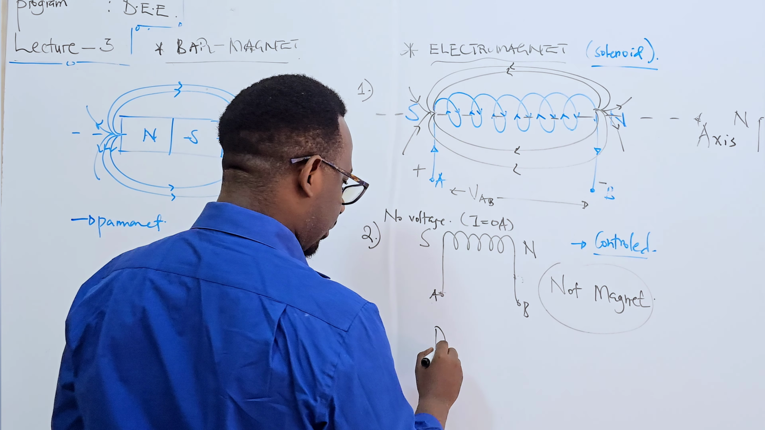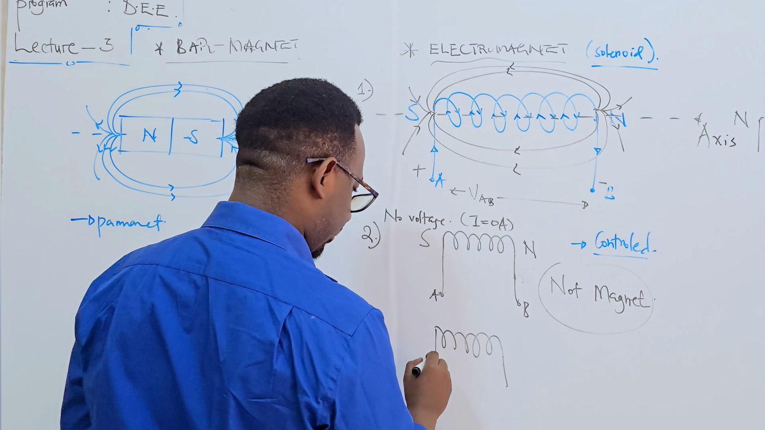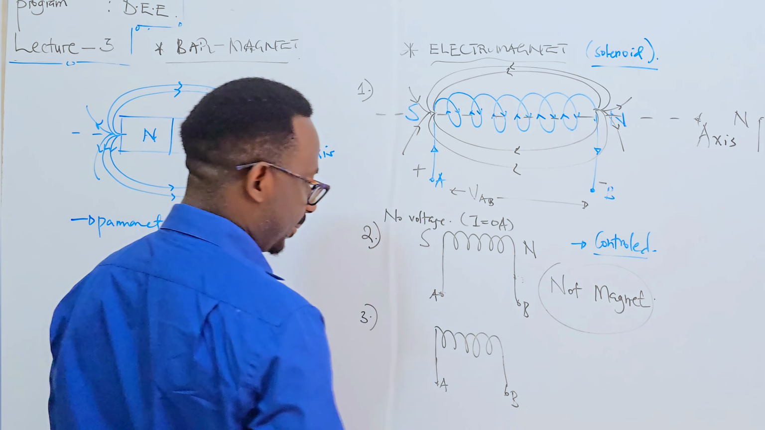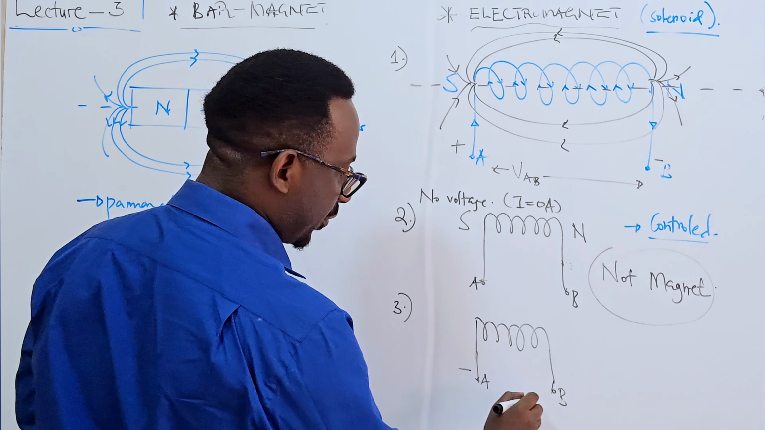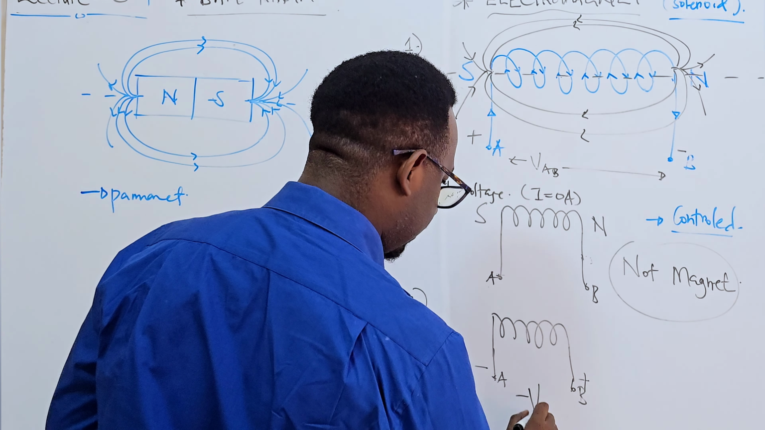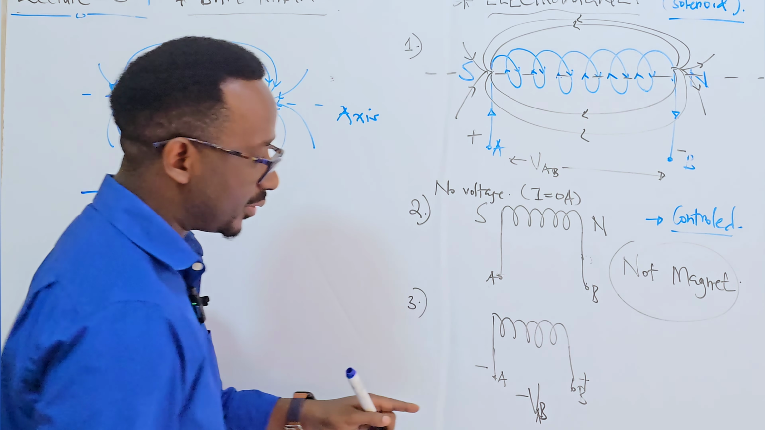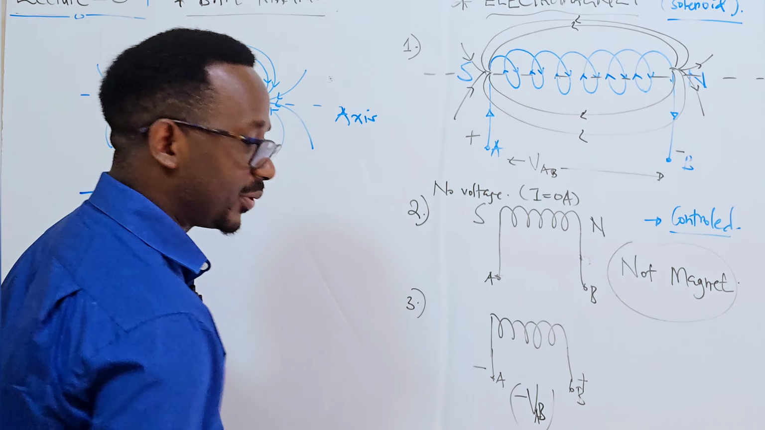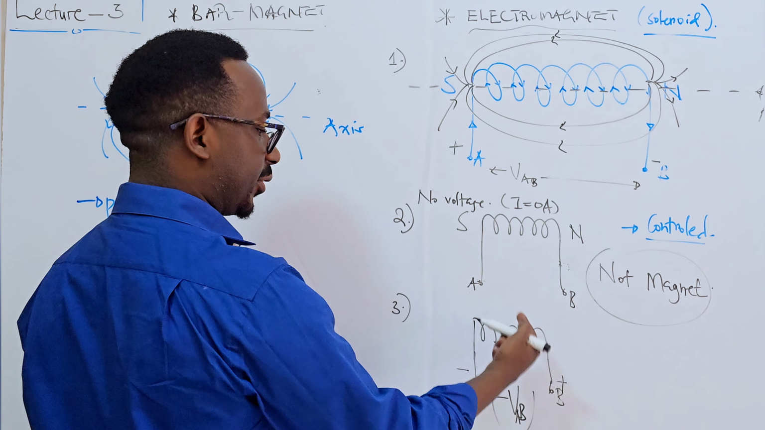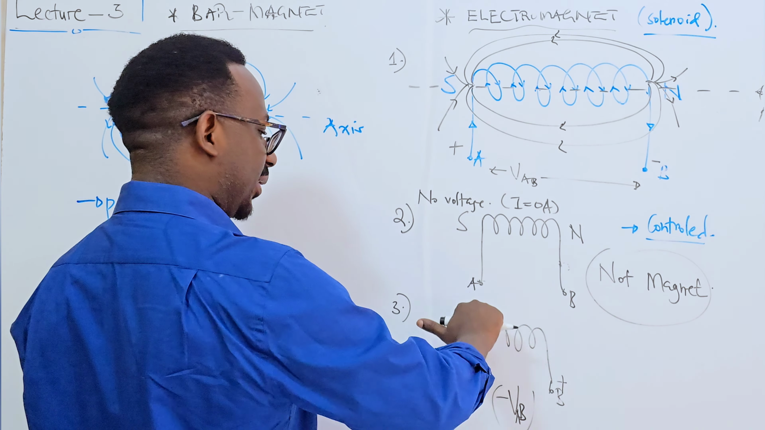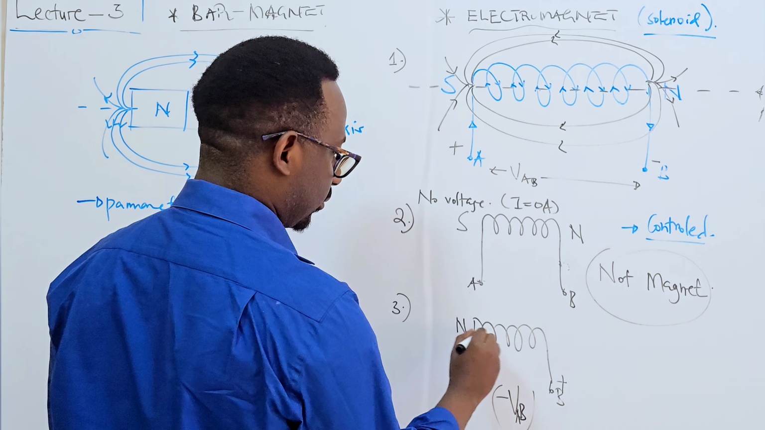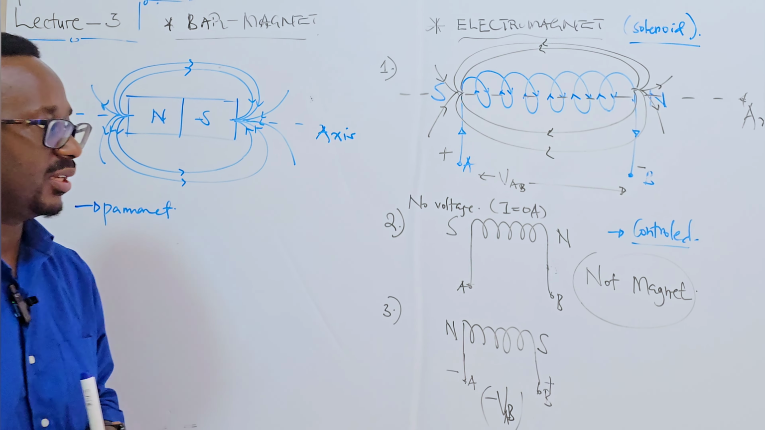So still with the coil wound the same way, right? That's point A, and that's point B. Let's say this time round we flip the polarity of the voltage, negative V AB. So we flipped the voltage. That means if we flip the voltage, the current direction is going to flip. That means now the polarity of that magnet is going to flip as well. So this is going to be our north, that's going to be our south.